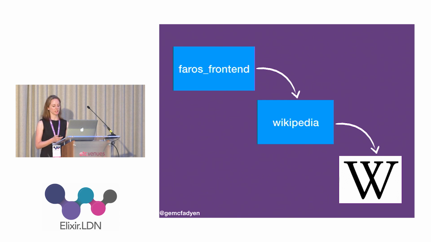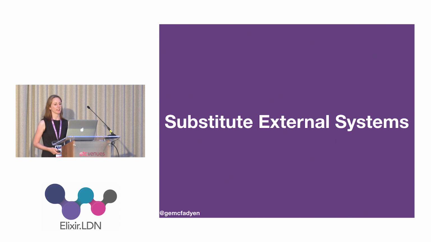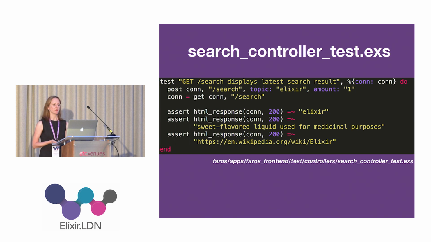We started to do that by substituting external systems. Here is an example of one of our controller tests. We do a post on the search endpoint and give it the term Elixir to search for. That's then saved in memory. And then we do a get on the endpoint, which would look up from the memory the results that had been retrieved. And we assert then what's displayed back to the user.